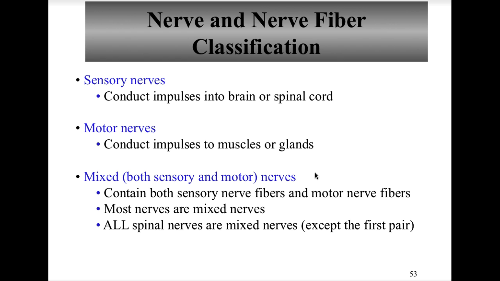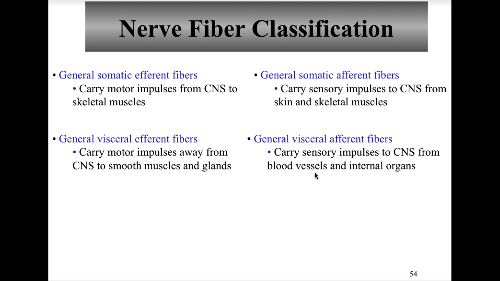And then you have those that are mixed, which act as both sensory and motor nerves. And these are the nerves that are going to carry the impulses both to and from the central nervous system. It contains both sensory and motor axons. It's most common in two-way communication, and all the spinal nerves and 4 pairs of cranial nerves act as mixed nerves.